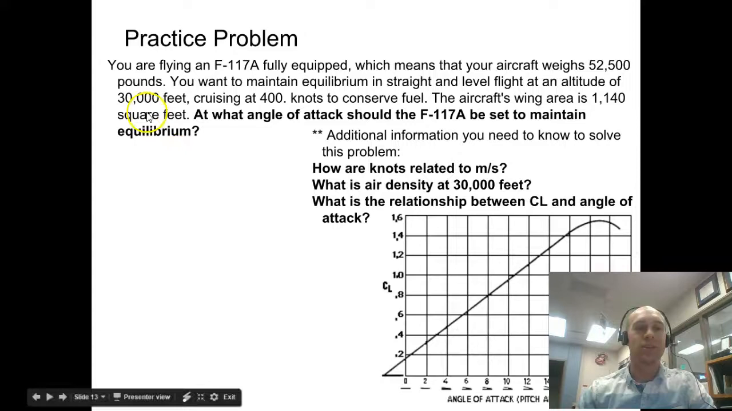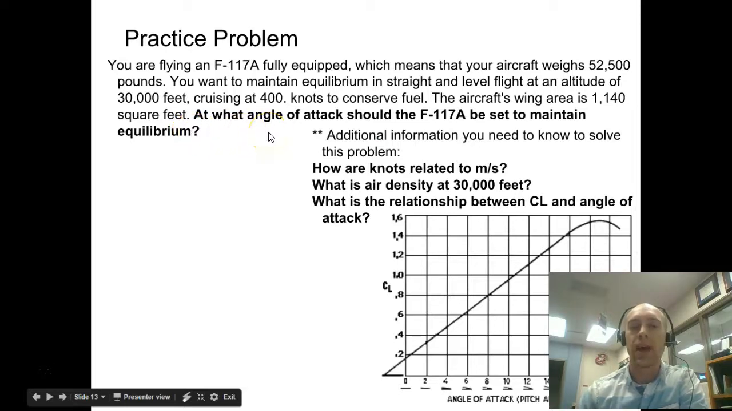So here it is. You are flying an F-117A fully equipped, which means your aircraft weighs 52,500 pounds. You want to maintain equilibrium in straight and level flight at an altitude of 30,000 feet, cruising at 400 knots to conserve fuel. The aircraft's wing area is 1,140 square feet. At what angle of attack should the F-117A be set to maintain equilibrium?